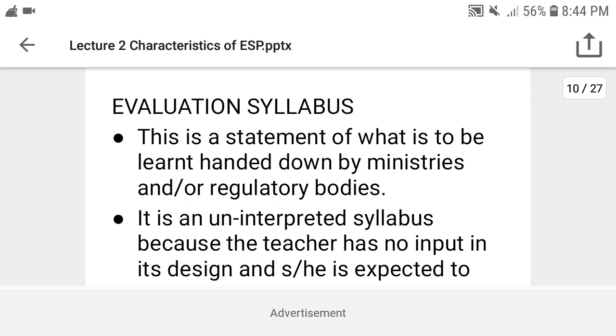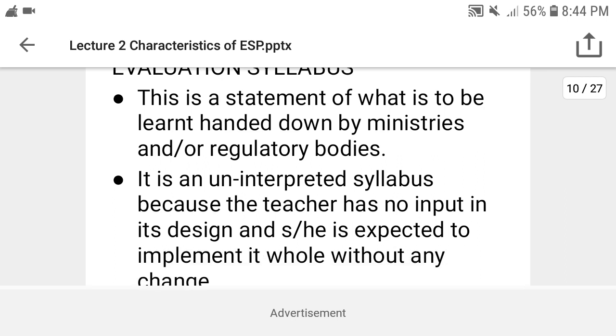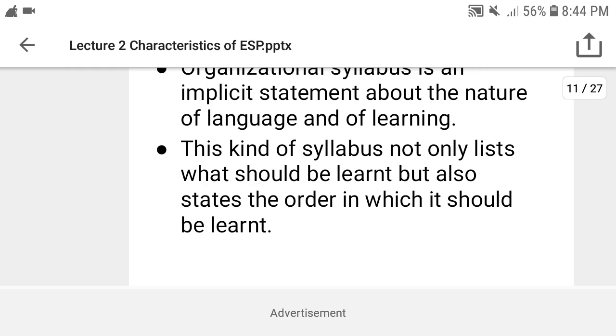Evaluation syllabus. This is a statement of what is to be learned handed down by ministries and regulatory bodies. It is an uninterpreted syllabus because the teacher has no input in its design and he or she is expected to implement it whole without any change.